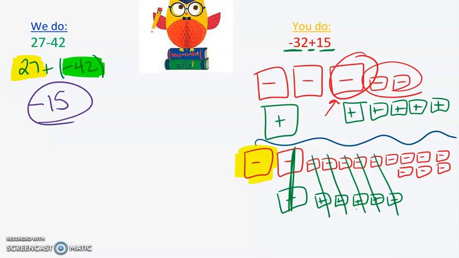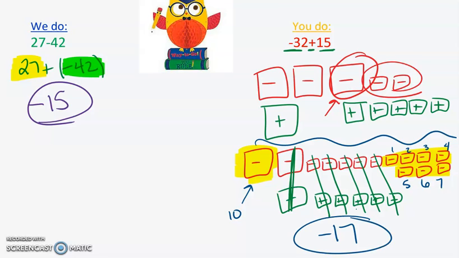I have this one, and then I have all of those. So let's count that up. So this one gives me 10. And here I have 1, 2, 3, 4, 5, 6, 7. So 10 plus 7 gives me 17. And this time we still have negatives left over, so our answer is still negative. So negative 32 plus 15 gives me negative 17. And there you have it.